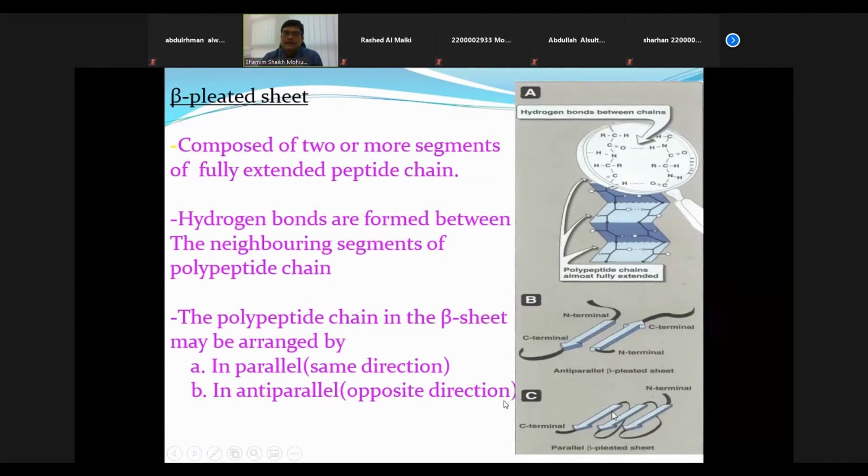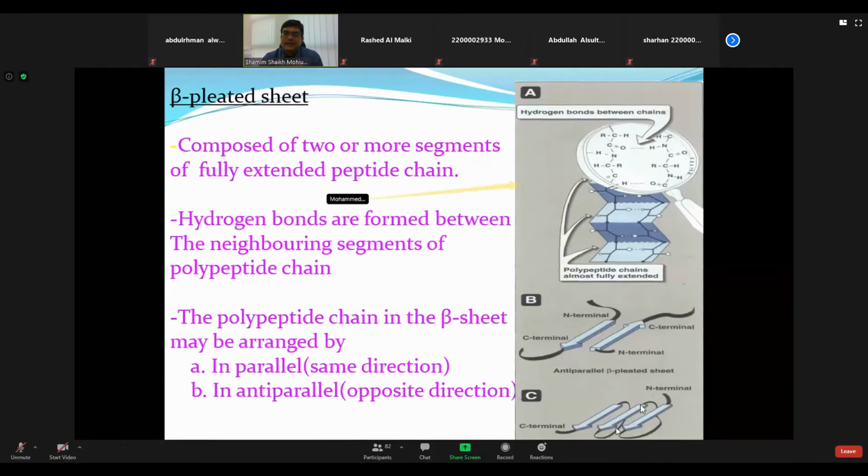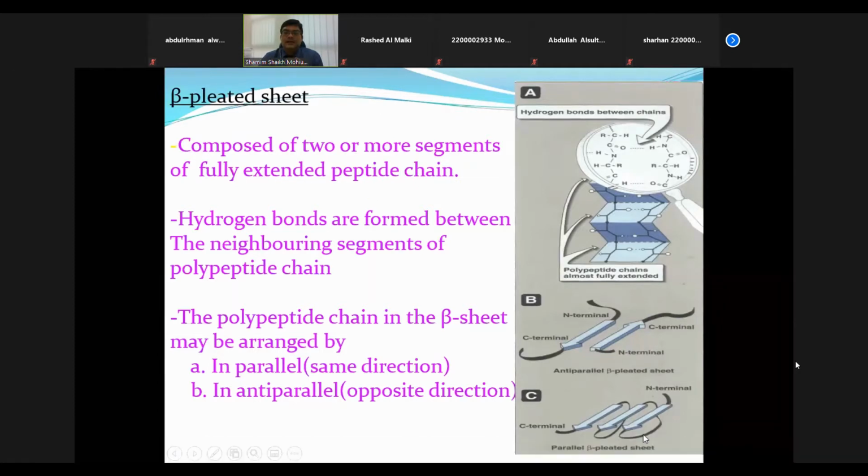This is one polypeptide chain, this is the other polypeptide chain. Now you can see here the direction of the polypeptide chains is the same. That's why it is called parallel. This is called anti-parallel. This is also parallel, but in the opposite direction. So the beta pleated sheet may be in the same direction or in the opposite direction. So this is about beta pleated sheet. Am I clear?